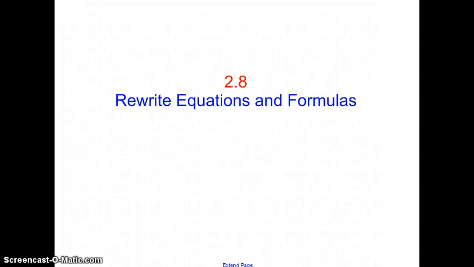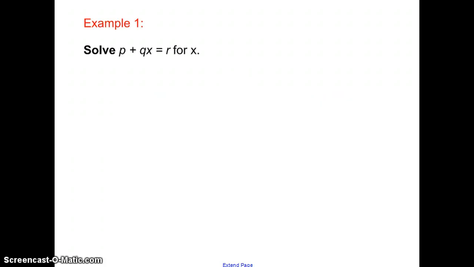Okay, we're going to continue practicing with Chapter 2, Section 8, rewriting equations and formulas, also called literal equations. So here we've got an example, the equation p plus qx equals r, and we want to solve it for x. As we look at the equation, we'll find x first.